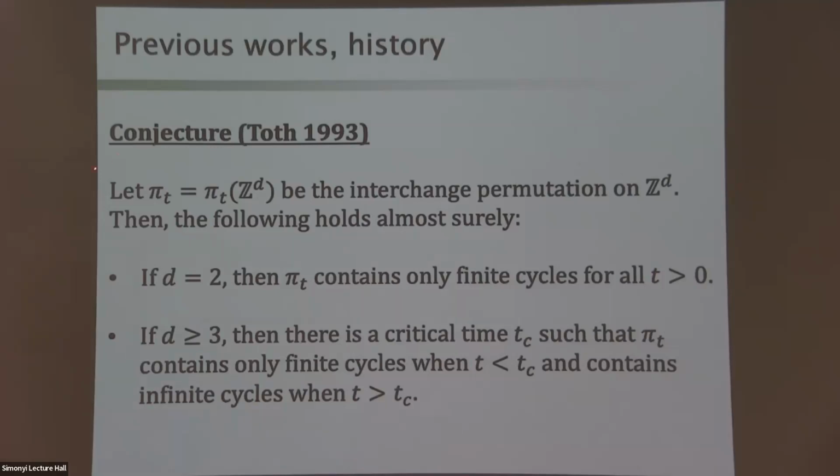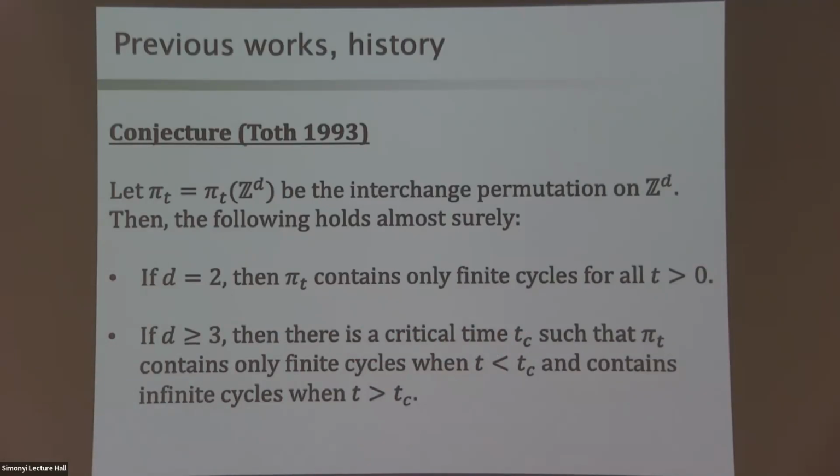Okay, and in particular, around 30 years ago, Toth made the following conjecture. You are doing this interchange process on Z^d up to time t, and you get the following behavior depending on the dimension. The conjecture is that in dimension 2, no matter how long you run the process, you will always have only finite cycles. And in dimension 3 and higher, the conjecture is that you have a phase transition. There is some critical time, Tc, such that before this time the cycles are finite, like in 2 dimensions, but after this time you will get infinite cycles almost surely.